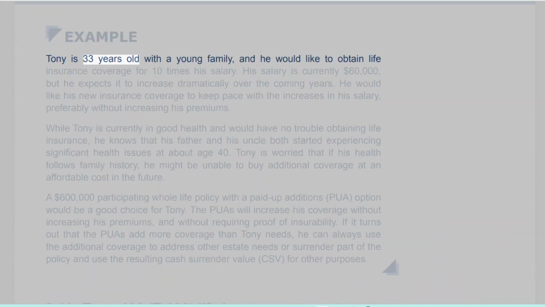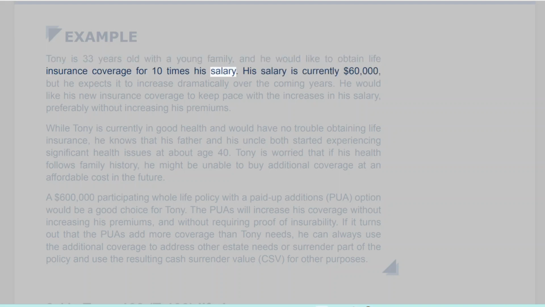Tony is 33 years old with a young family, and he would like to obtain life insurance coverage for 10 times his salary. His salary is currently $60,000, but he expects it to increase dramatically over the coming years. He would like his new insurance coverage to keep pace with the increases in his salary, preferably without increasing his premiums. While Tony is currently in good health and would have no trouble obtaining life insurance, he knows that his father and his uncle both started experiencing significant health issues at about age 40. Tony is worried that if his health follows family history, he might be unable to buy additional coverage at an affordable cost in the future.